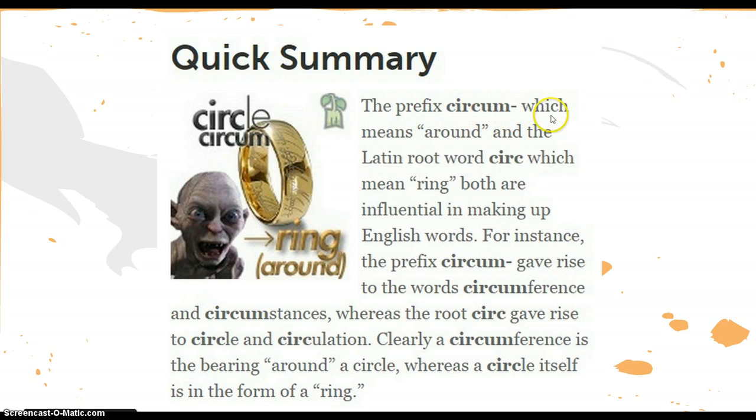The prefix circum, which means around, and the Latin root word circ, which means ring, both are influential in making up English words. For instance, the prefix circum gave rise to the words circumference and circumstances, whereas the root circ gave rise to circle and circulation. Clearly, a circumference is the bearing around a circle, whereas circle itself is in the form of a ring. And I've included this picture of Gollum from Lord of the Rings and my precious.